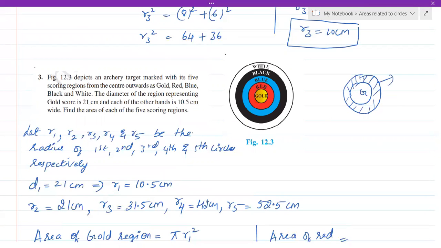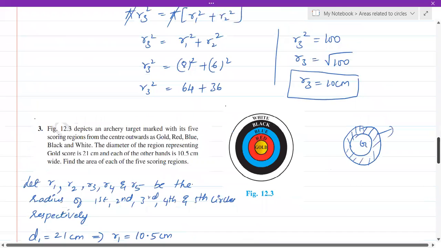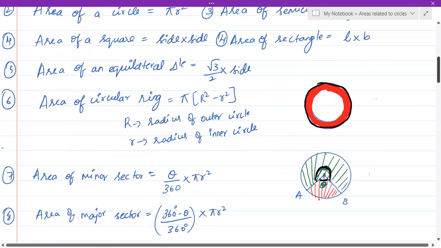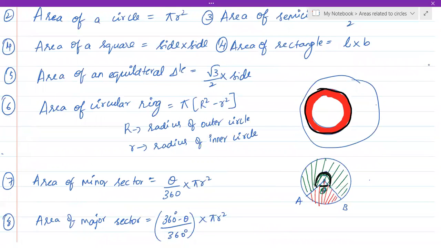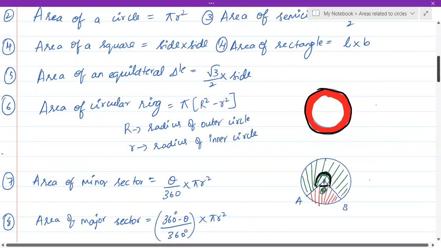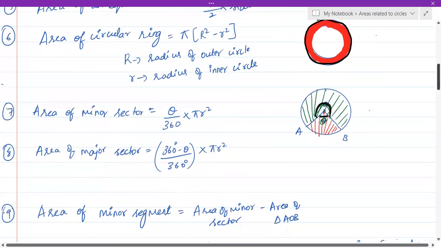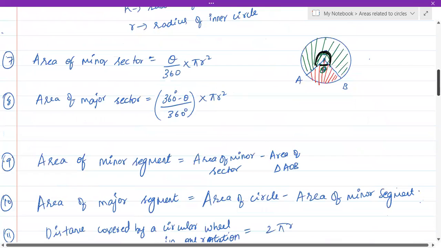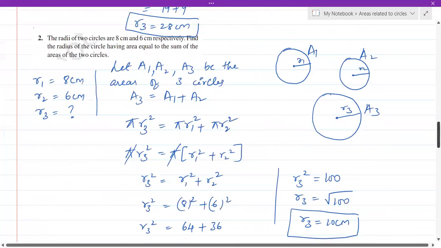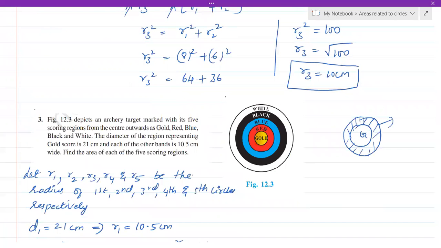This is like the circular ring, right? Let me show the circular ring also once again. Do you remember this? This is called a circular ring, right? What is the formula to find the area of the circular ring? Pi into capital R square minus small r square, where capital R is the radius of the outer circle, small r is the radius of the inner circle. Same concept.